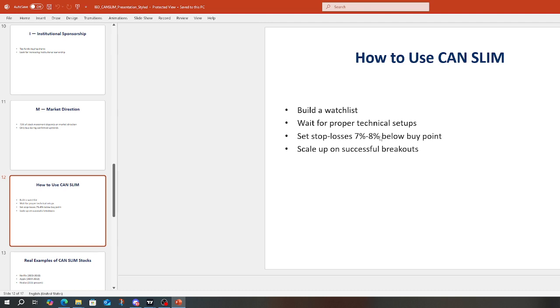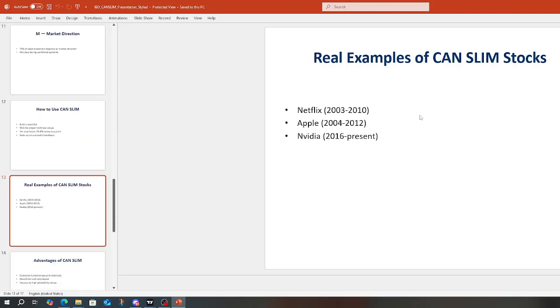This is their method. CANSLIM is this: wherever you buy the stock, they want you to put your stop loss 7-8% below. Okay. Scale up on the breakout. What do they mean, scale up on the breakouts? That means buy more stock as it's breaking out to the upside. Some of the examples are Netflix went up, Apple went up for a long time, Nvidia. Netflix has been going up for a long time, right? So you scale up as these shares go up. Same thing with Apple, Nvidia.